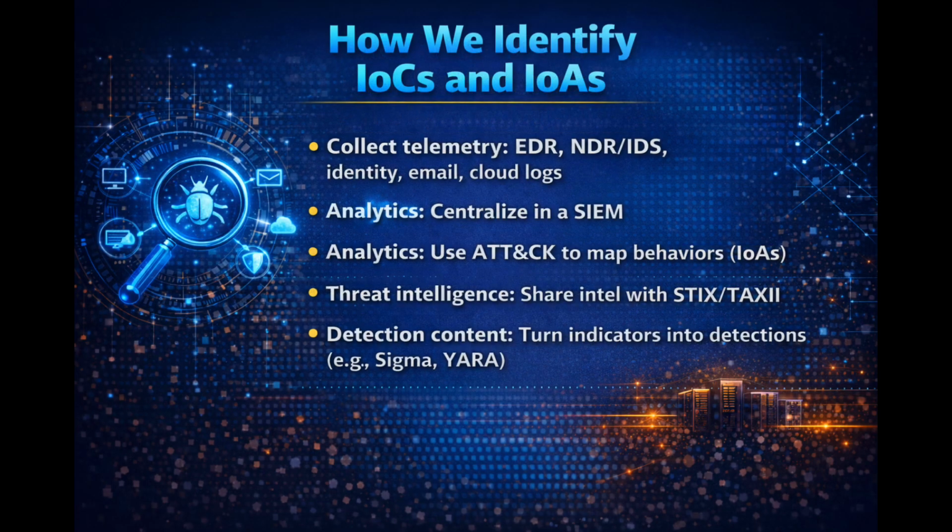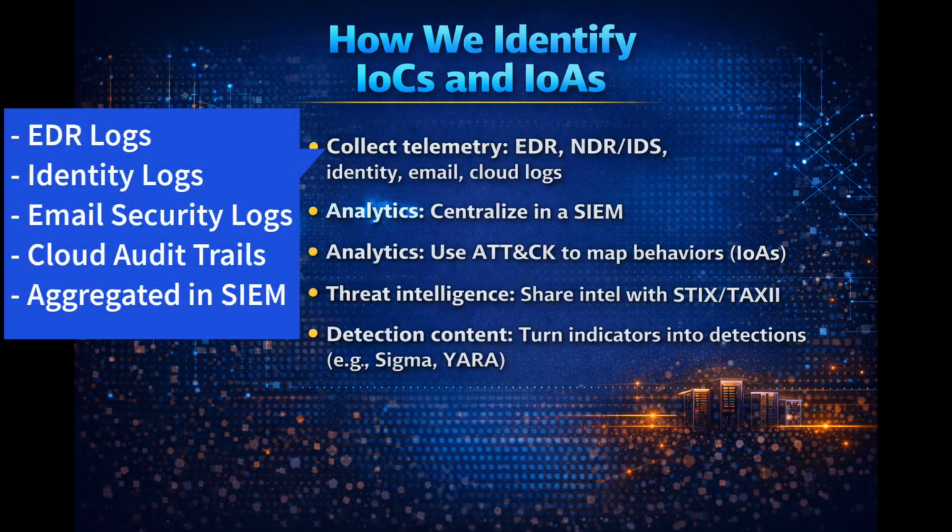How do teams actually identify and manage these indicators? First, telemetry. IOCs and IoAs come from data. Endpoint detection and response, EDR logs. Network telemetry, NDR/IDS. Identity logs, email security logs, and cloud audit trails, usually aggregated in a SIEM.